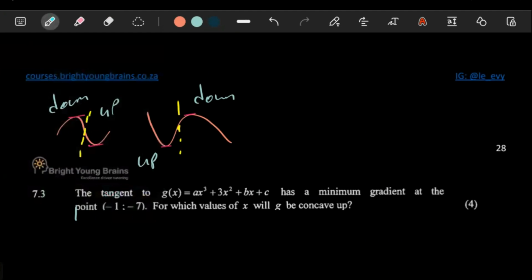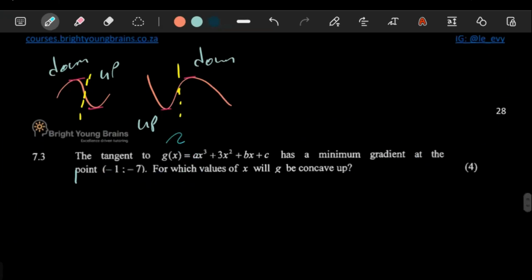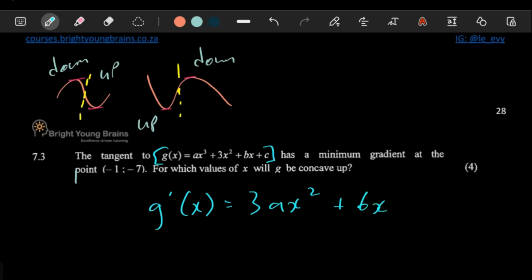But let's just read again, it has a minimum gradient at this point. So what you can actually do is you can get the gradient equation of this graph. And then if they say it has a minimum gradient at this point, okay, let's get a gradient equation first, and then you'll see the logic. The gradient equation looks like this: 3ax squared, right? Plus 6x plus b. These are what the gradient equation looks like.